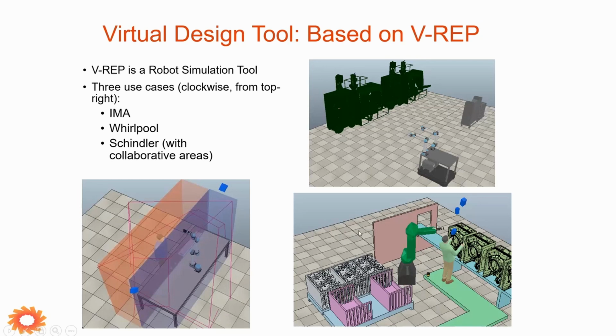What you see here is basically the normal VRAP functionality. You can create virtual scenes with the machines, robots, walls, cameras, and workers. Additionally, you can visualize, for example, on the bottom left, the actual field of view of the cameras, or you can mark certain areas as collaborative areas, which we have done here in orange and lila.